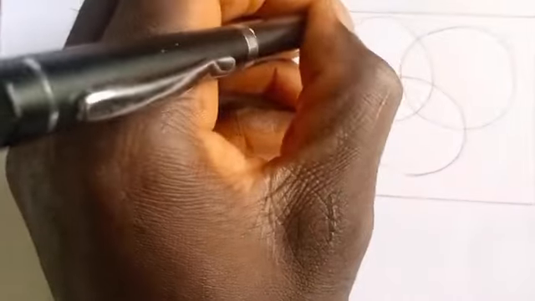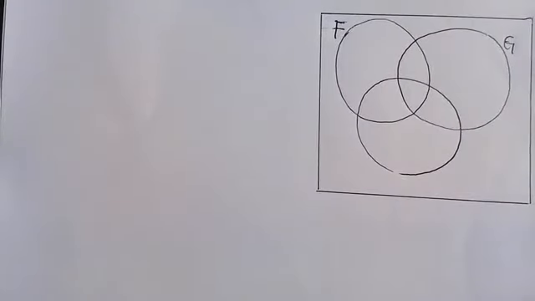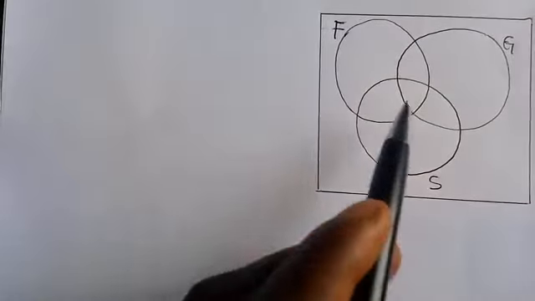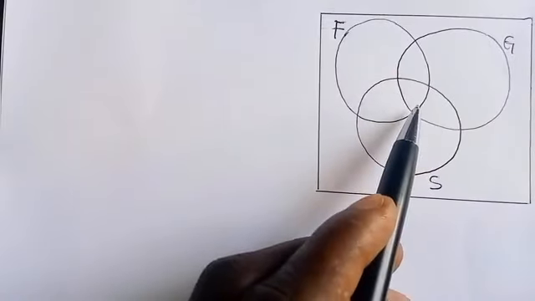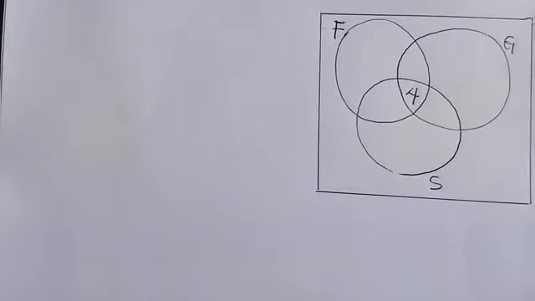With this as our Venn diagram, let's label it, because we are told let F represent French, let G represent German, and S represent Spanish. From the question, we are told that 4 boys offered all the 3 languages. So the point of intersection between the 3 subsets is this point. So we'll write 4 here. Right? And then before we continue, let's bring out the data again.